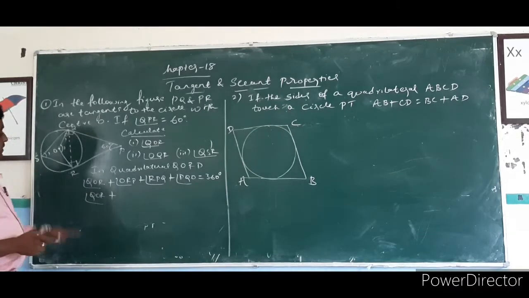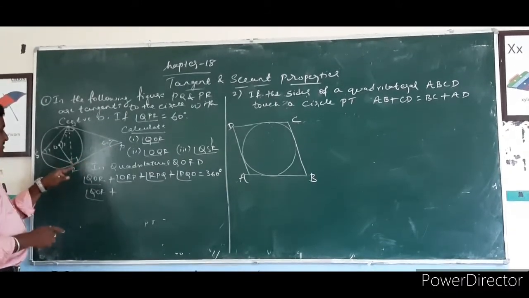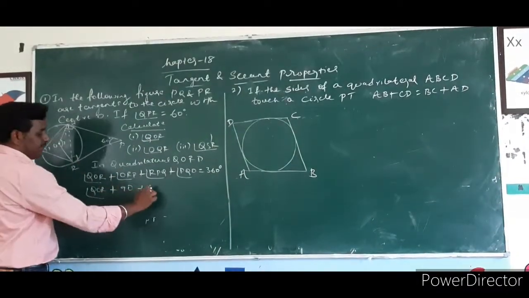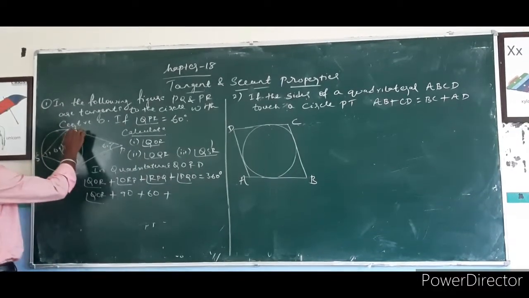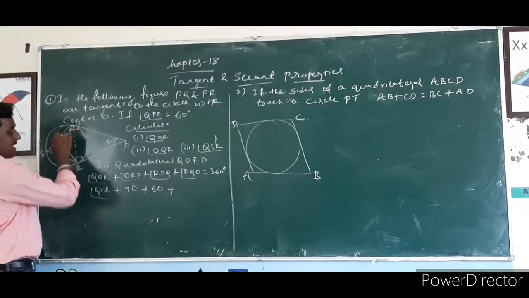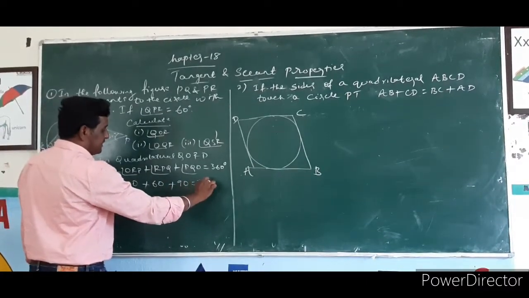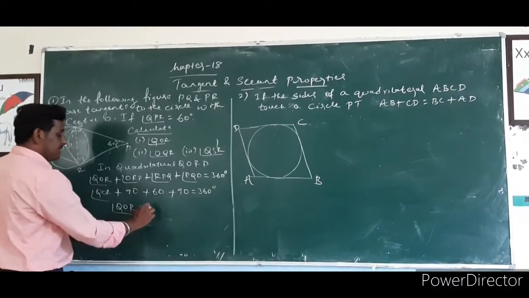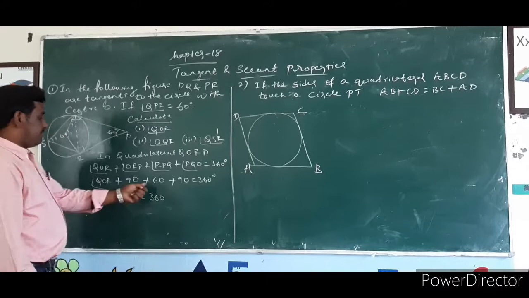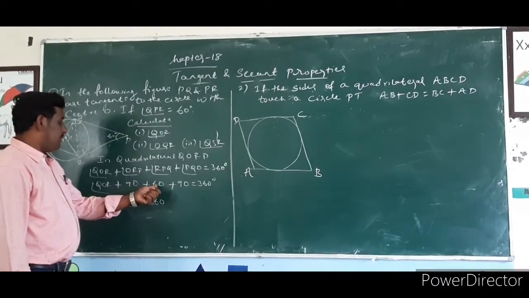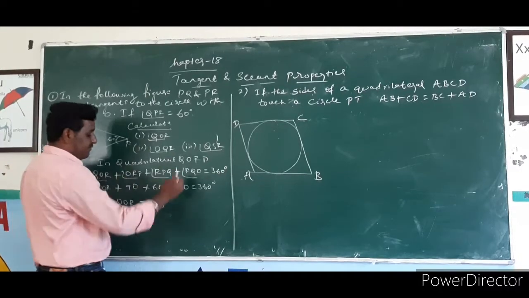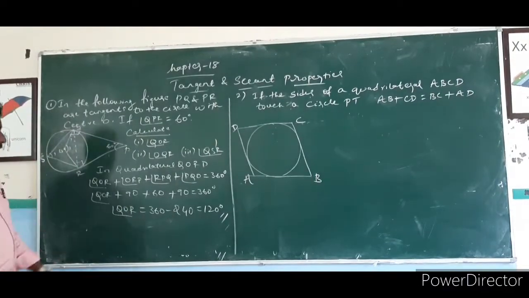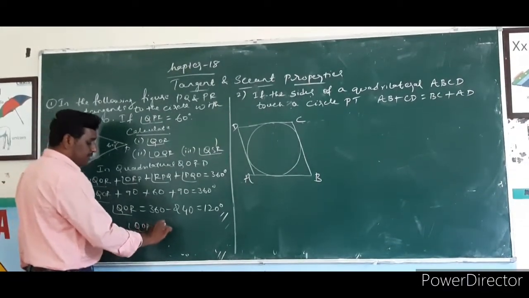I already told you that if a radius touches the tangent, it should be perpendicular. So this angle should be equal to 90 degrees, plus RPQ, which is given as 60, plus QOR. This radius also touches the tangent, so this angle is equal to 90 degrees, total 360 degrees. That is, QOR is equal to 360 degrees minus (90 plus 60 plus 90). 150 plus 90 is 240. You can shift it to that side, so the angle is equal to 120. What is QOR? QOR is equal to 120.